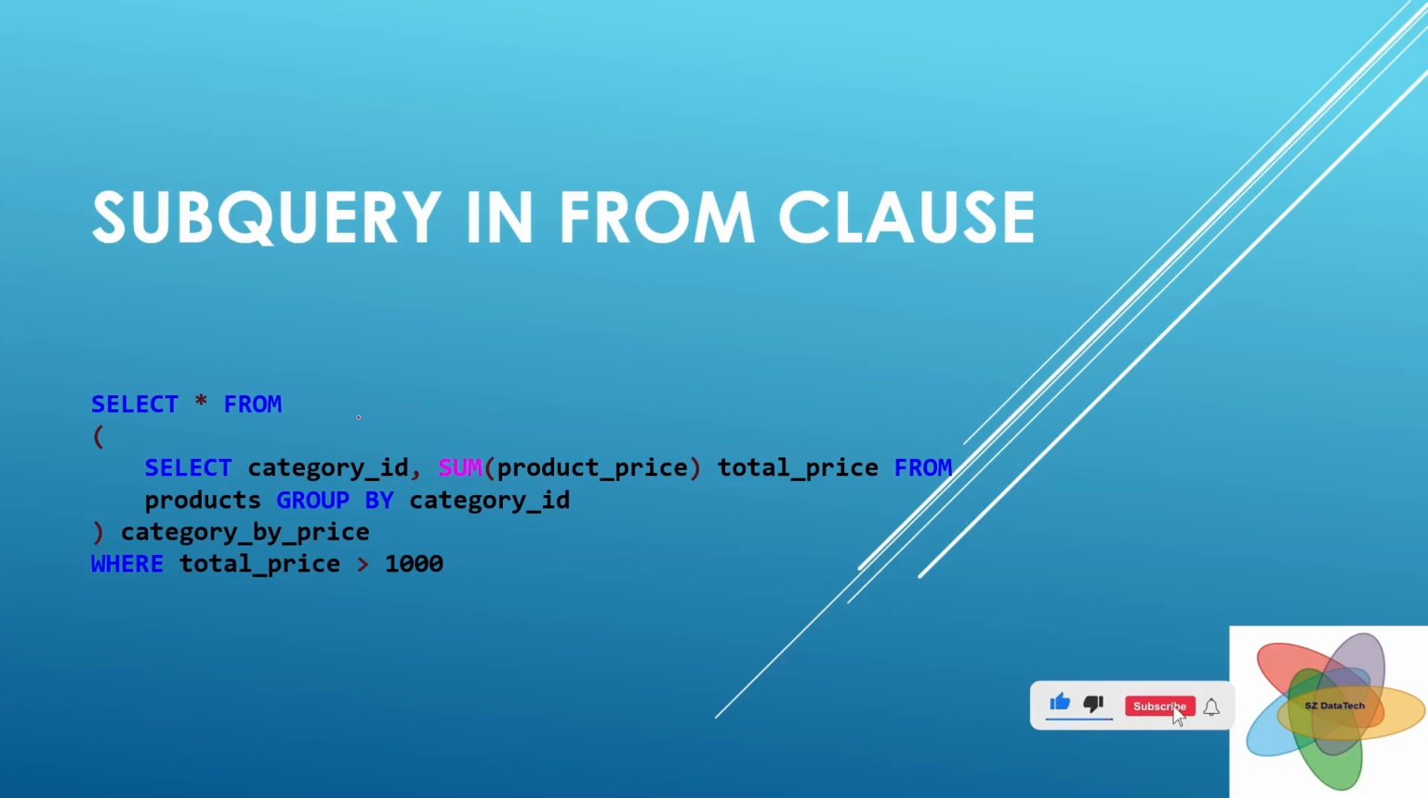Subquery in from clause. Here we see select star from, and rather than providing the table name, we are directly providing this subquery, and for this subquery we provide the name category by price. This category by price would be the table name, created at runtime. How would this table be created? It would be created using this subquery. What columns would be there in that new temporary table? Category ID and the sum of product price, for which we have provided the alias total price. So we would get two columns for this category by price table: category ID and total price. Anyway, you just have to understand that we are using this subquery in replacement of the table name.